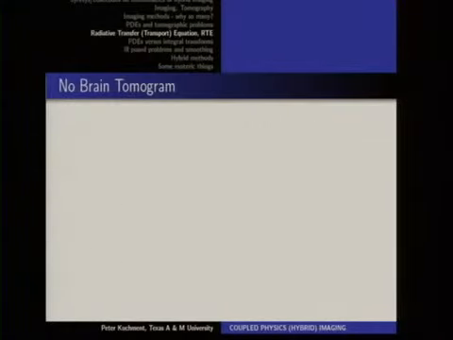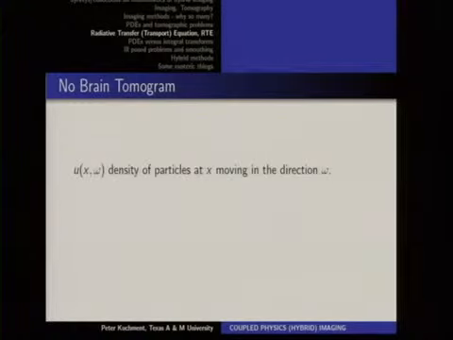So first I look at the no-brain tomogram. It's not a no-brainer tomogram. It is a no-brainer, but it's the case when they take a tomograph on someone like me who has no brain inside. So it's just nothing there. And I will introduce notations, and we will complicate this situation more and more.